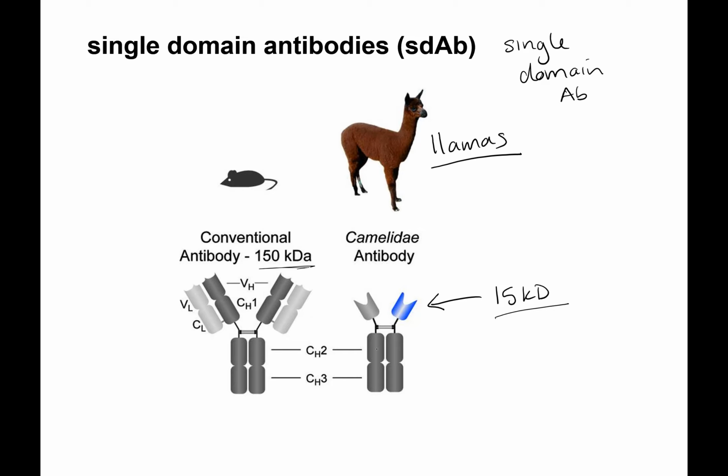These are very stable. They are small enough genetically to be expressed in bacteria, so we can grow large amounts of these antibodies. They only are producing the heavy chain. And because they're so small, they might be able to target otherwise inaccessible epitopes.